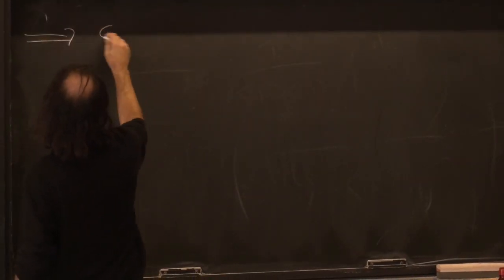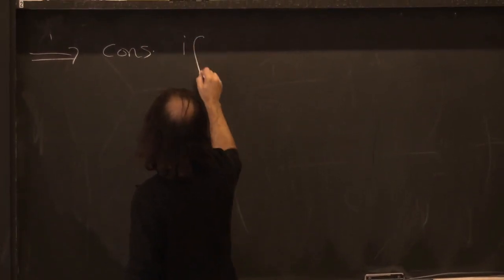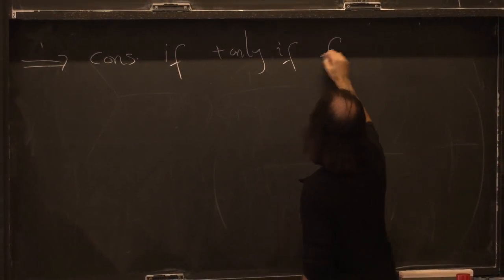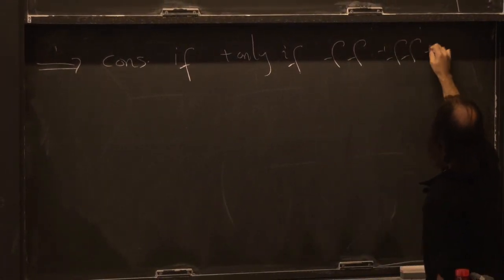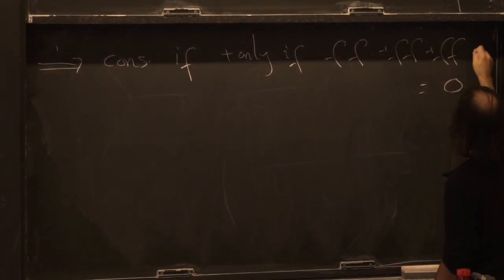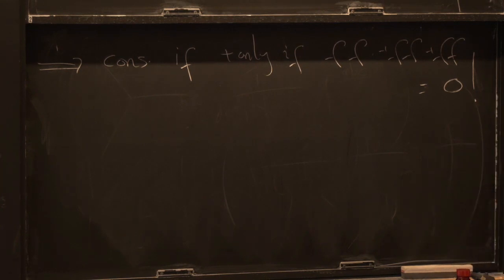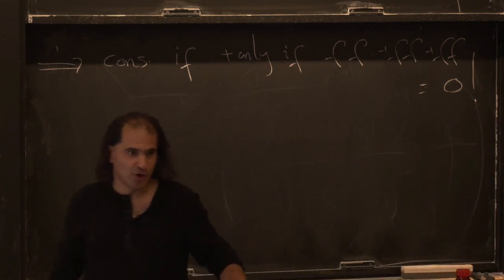Okay. So again, we can have a consistent theory if and only if FF plus FF equals zero. And not only have we determined that that's a consistent theory, we've also computed the amplitude. There's the answer, right? We've both found the consistent theory and computed the amplitude in one go. It's pretty cool. Now, a little exercise for you.